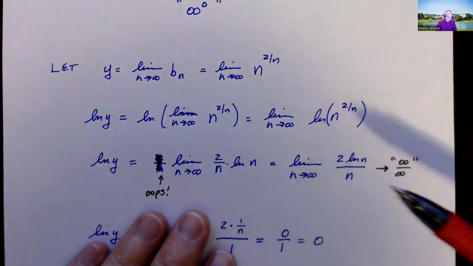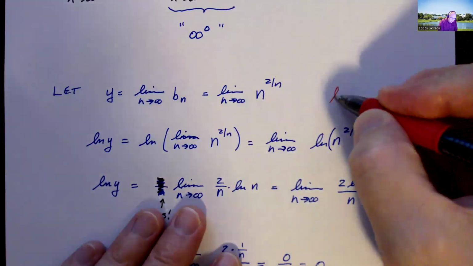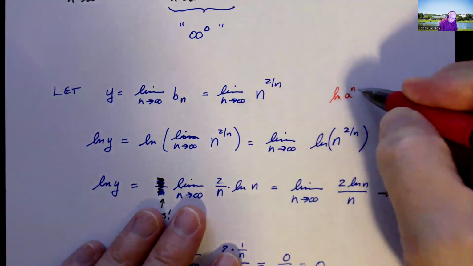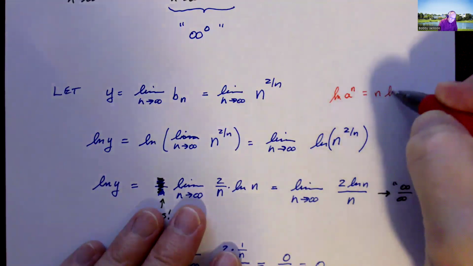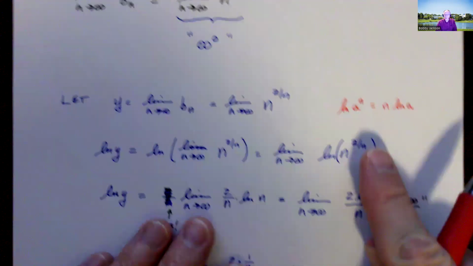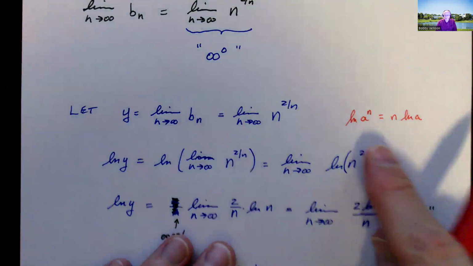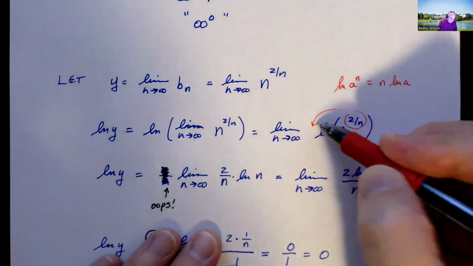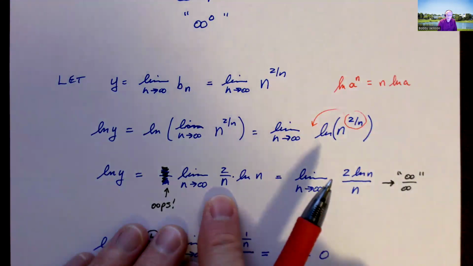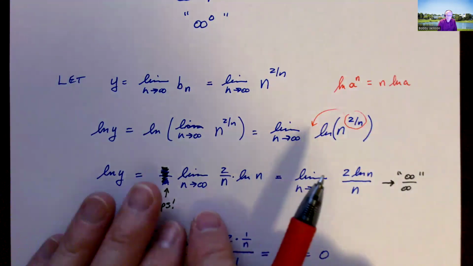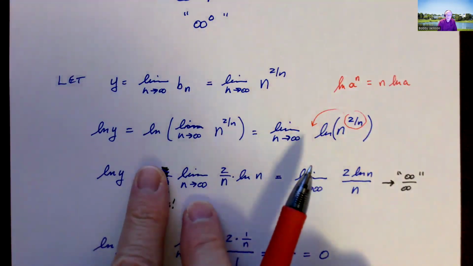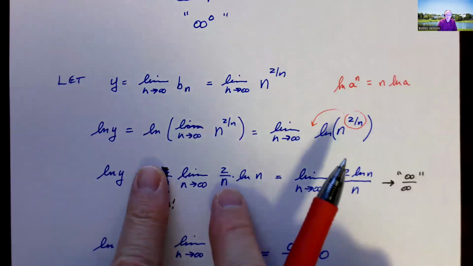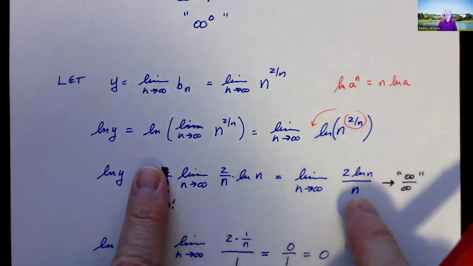Now I'm going to use the property of logarithms. Remember, if I take the natural log of some expression a raised to an exponent n, this is n times the natural log of a. That's a property of logarithms we use quite a bit. So I'm going to bring this exponent down in front. Sorry, I made a little mistake there. So the limit as n goes to infinity of this expression, and I'll just rewrite this 2 over n times the natural log of n, as 2 natural log of n over n.